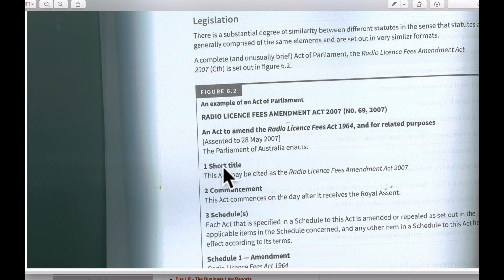We can also see that there are sections. Section 1, short titles. Section 2, commencement. Section 3, schedules. So when we're referring to a section, it will be a numbered part of the Act. Okay, so we can look at an Act and we can go to the Radio Licence Fees Amendment Act, Section 3. And that's what the section actually says. Okay, so that gives us an idea about what an Act looks like.